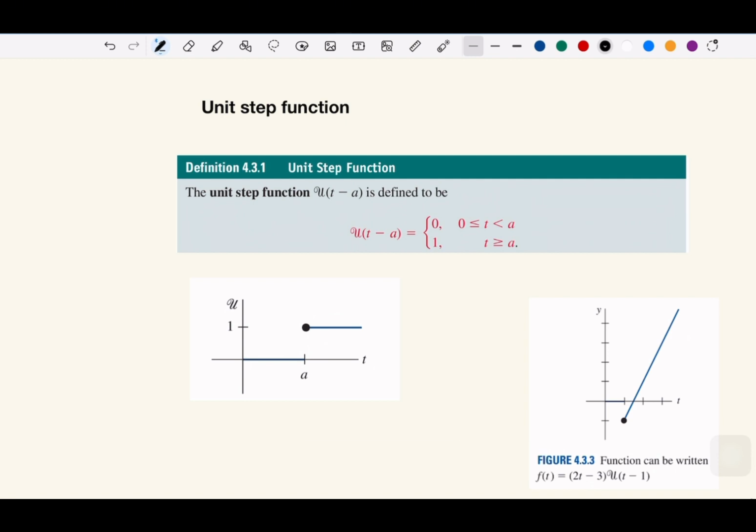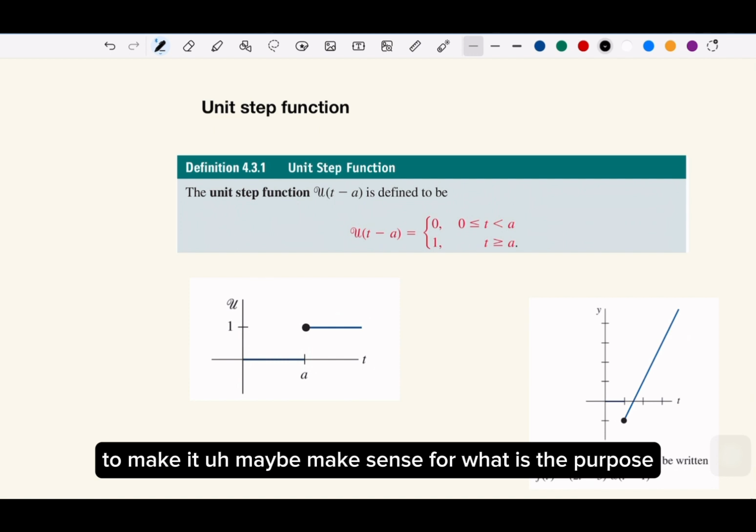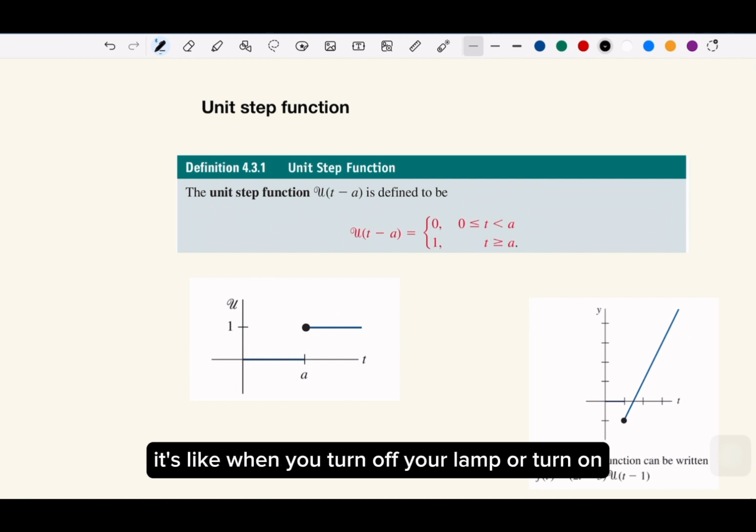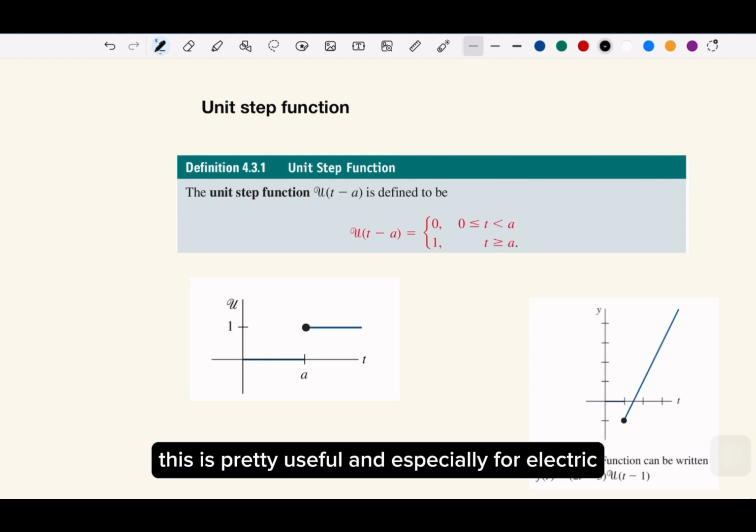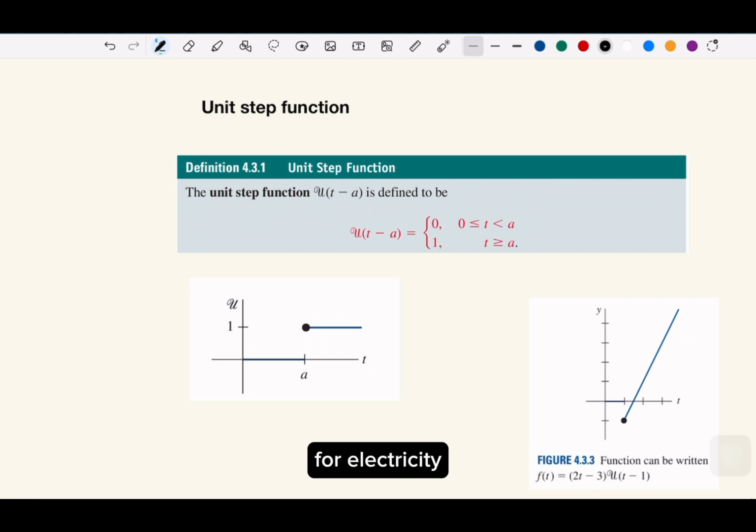To make sense of what the purpose is, it's like when you turn off your lamp or turn it on, it jumps, right? It starts to turn on or turn off. Well, it's kind of similar. So that's how this is pretty useful, especially for electricity.